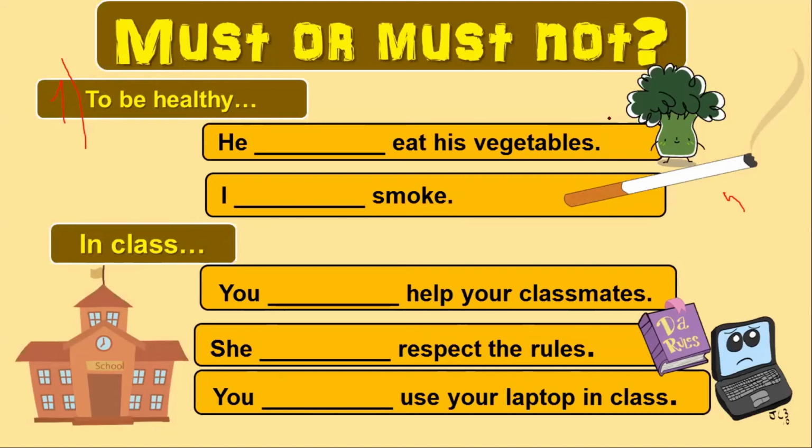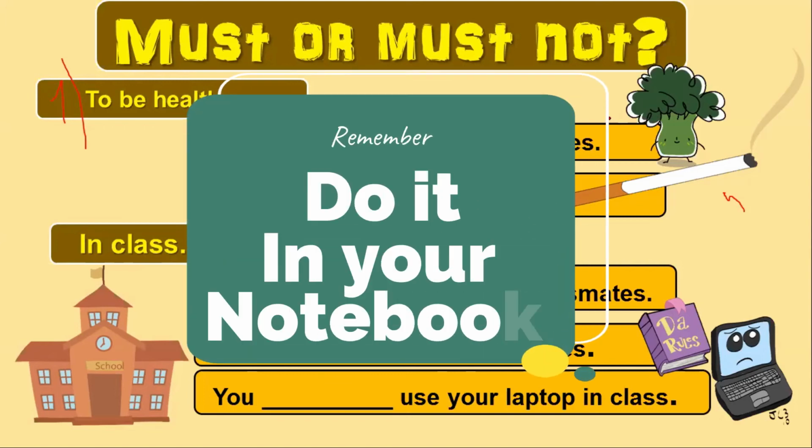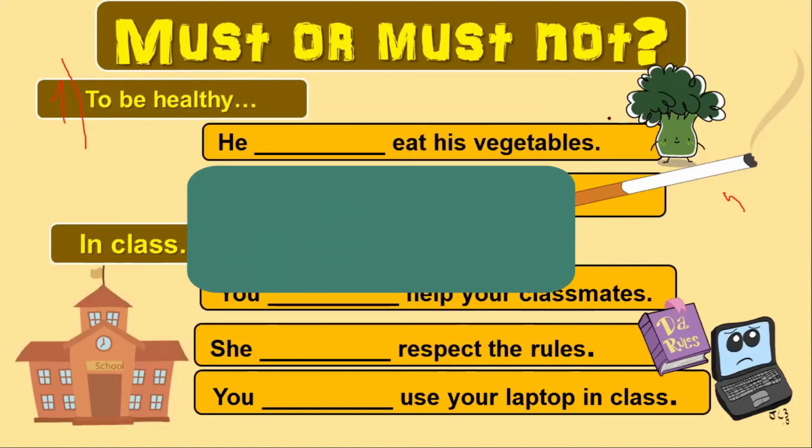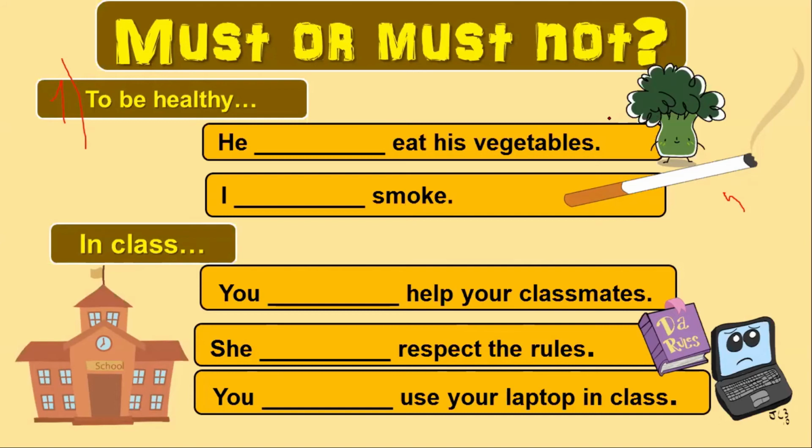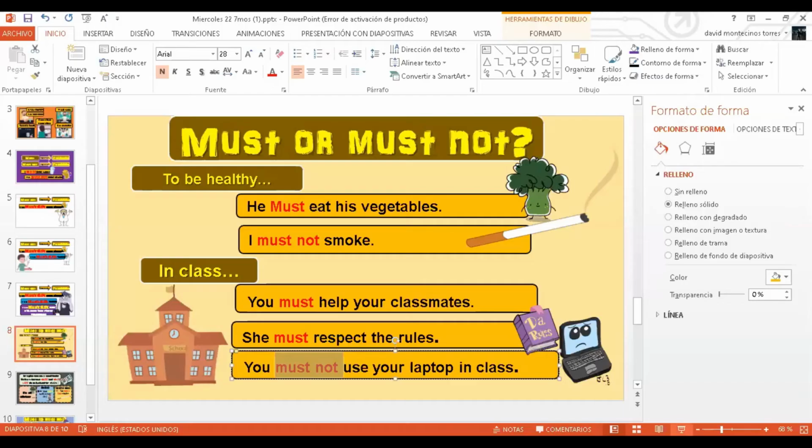Como siempre, you have to do it alone in your notebook. You have to write your answers in your notebook. And I'll show you the answers in 10 seconds. Como saben, tienen que escribir las preguntas y estos ejercicios en su cuaderno y responderlos por ustedes mismos. Y yo en 10 segundos les voy a mostrar las respuestas. Vamos a contar. 1, 2, 3, 4, 5, 6, 7, 8, 9, and 10.